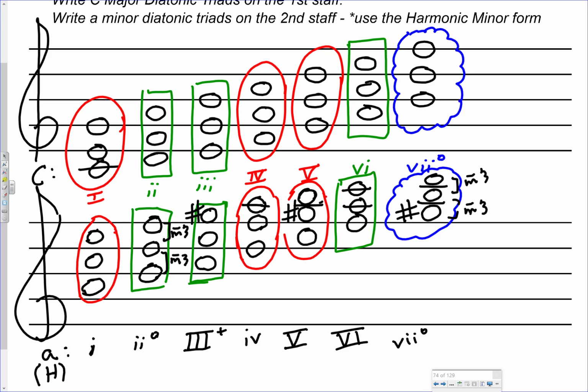So whenever you have diatonic triads in harmonic minor form, you will see these Roman numerals. The 1 chord and the 4 chord are minor. The 2 chord and the 7 chord are diminished. The 5 chord and the 6 chord are major. And the 3 chord is augmented.